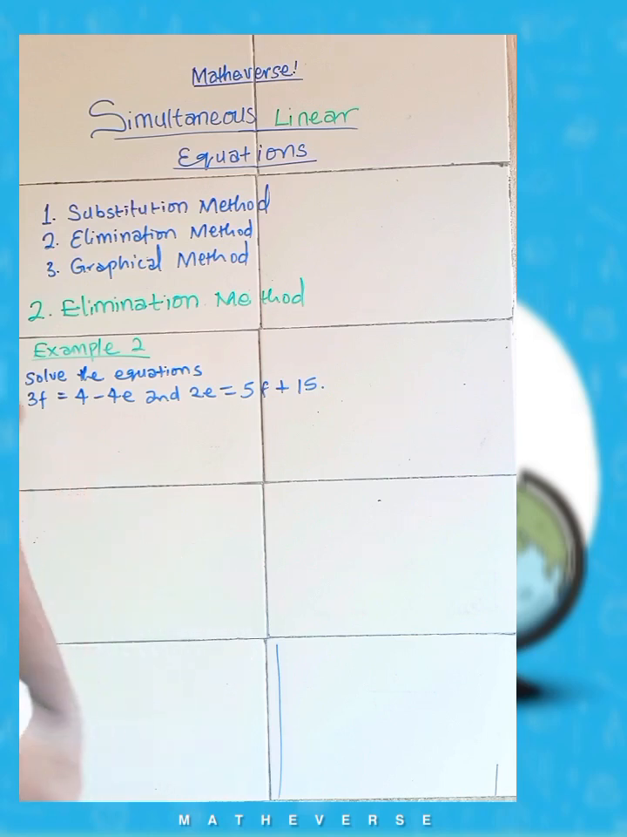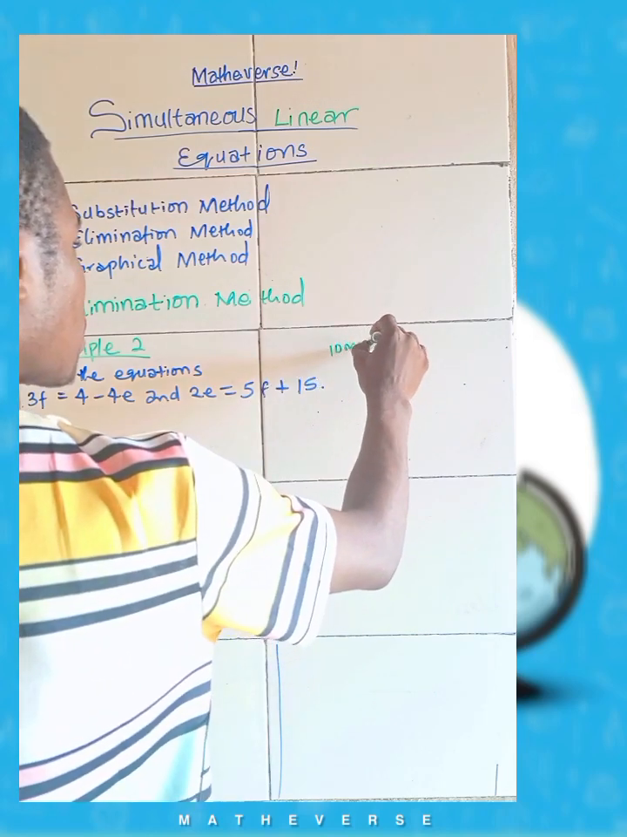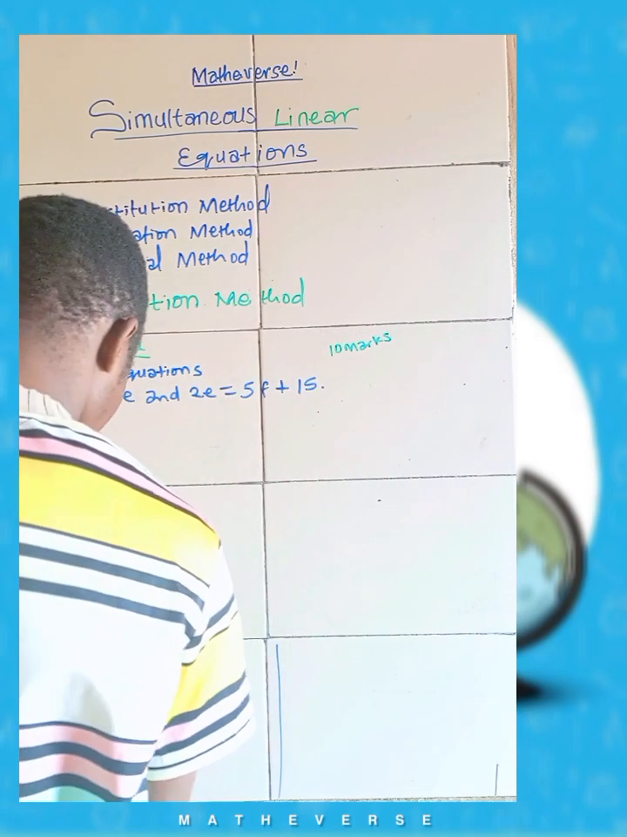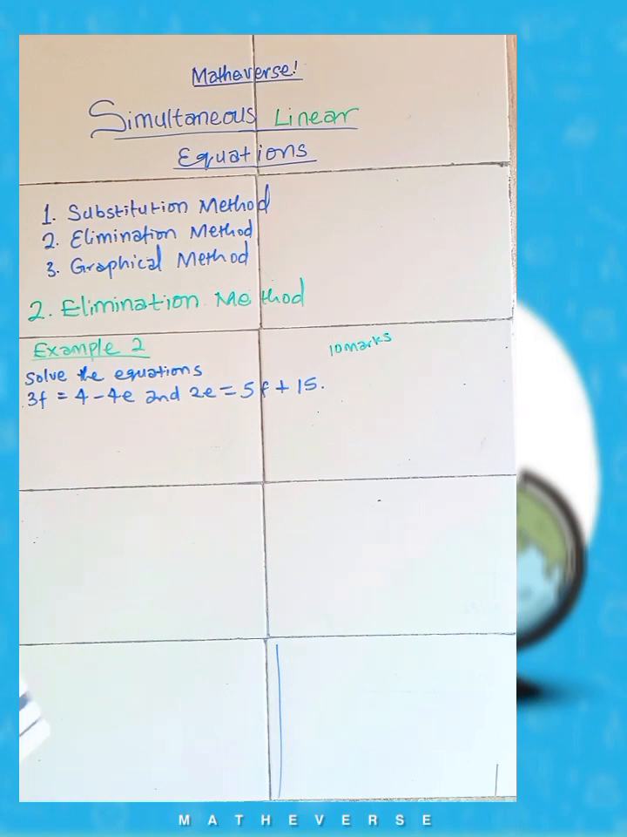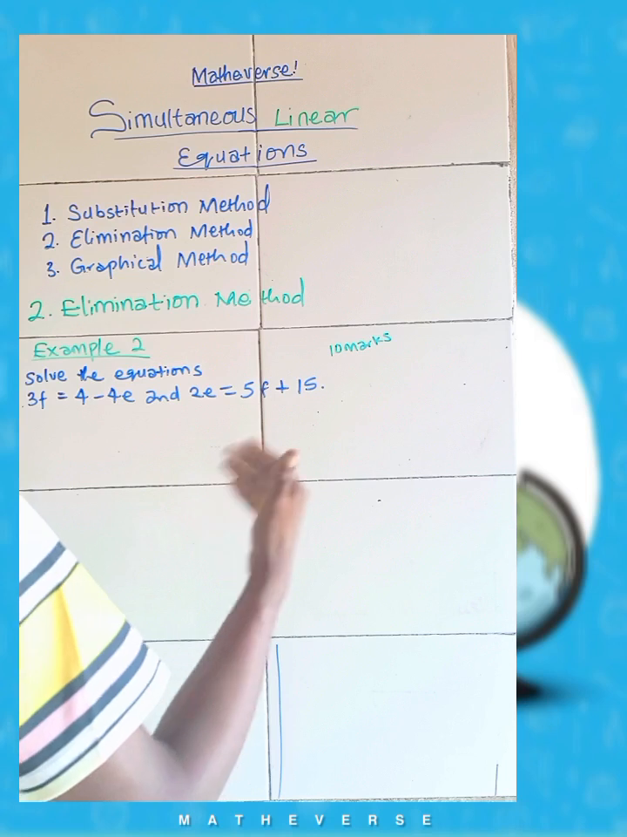Okay, now this question, I'm going to be giving it to you for 10 marks. 10 math coins. All right? 10 math coins. So you might not know what math coins are. In Matheverse, we have a group chat. We give ourselves math coins for every question we're able to solve.